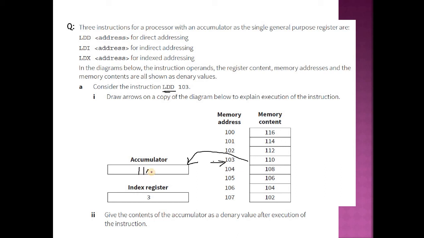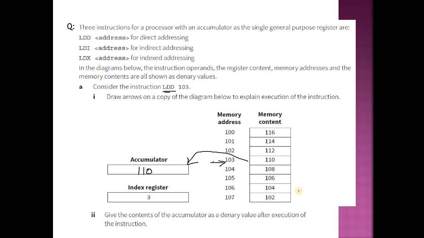We have drawn the arrow from this position, the data is coming, and then give the contents of the accumulator as a binary value after execution of the instruction. So this is binary value 110 and we have written it here. The index register is not doing any function here.